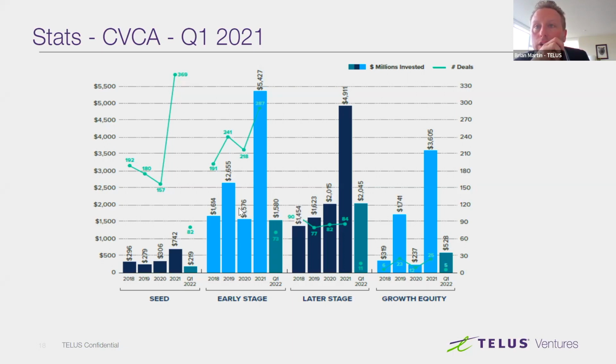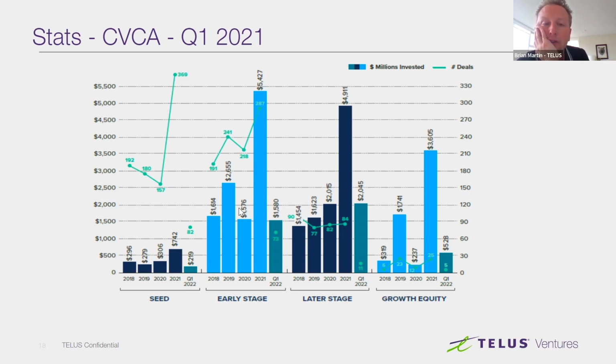Growth equity still looks healthy, but you see that huge 2021 for the later stage, and the growth equity was just massive compared to the previous years. So just a massive year for VC activity last year in Canada. Tim made a comment in the chat saying valuations for seeds went up a lot in 2021. They certainly did. Absolutely.